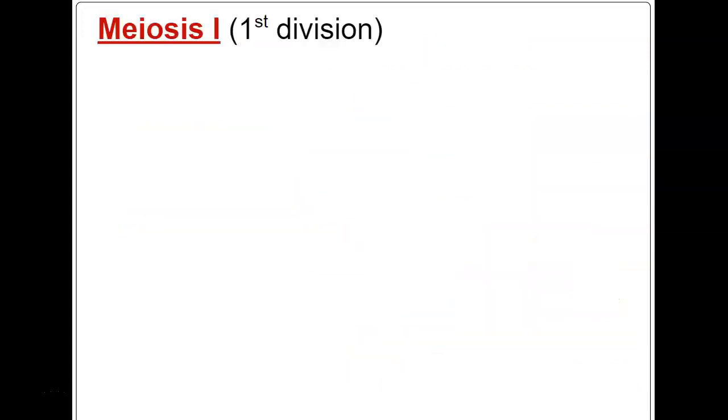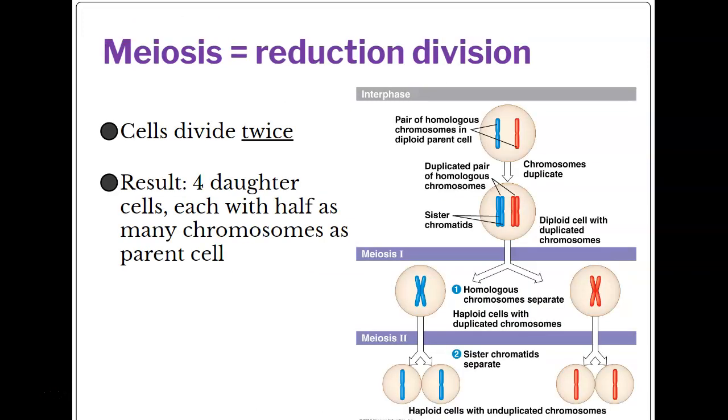Okay, so now we're going to get into the process itself of meiosis. How do we go from having 46 chromosomes in a cell to having 23? And what does that look like? Well, it's a series of 2 divisions, and we're going to go through them. And at the end of it all, you're going to have 4 daughter cells, each with half as many chromosomes as the parent. And that could be egg cells or sperm cells.